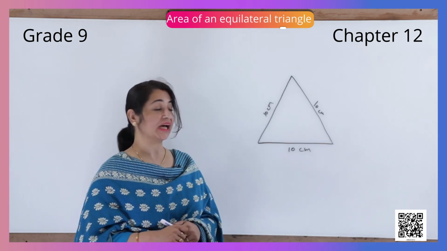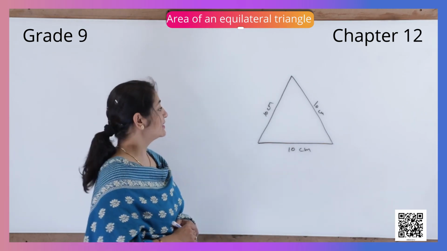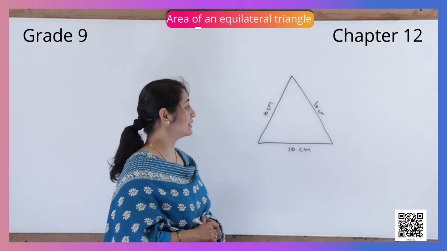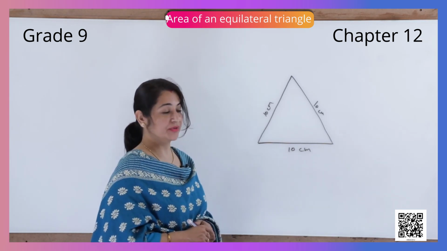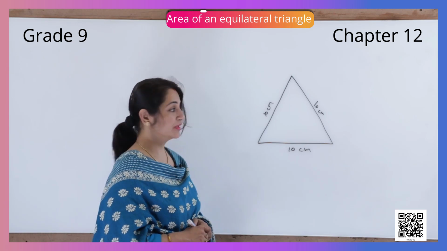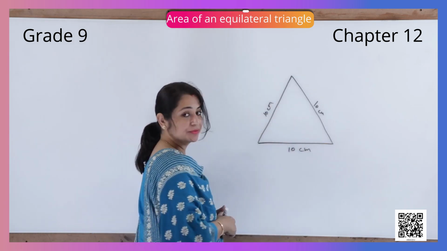Now suppose we have an equilateral triangle. That is a triangle whose all three sides are equal. It is 10 centimeter here. So how can we find out its area? We need the base and the altitude.